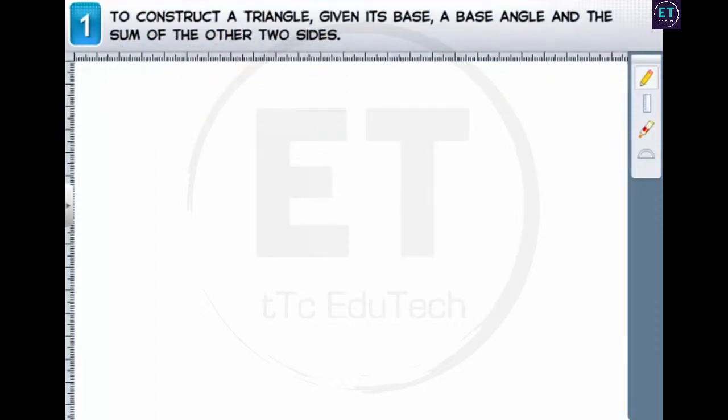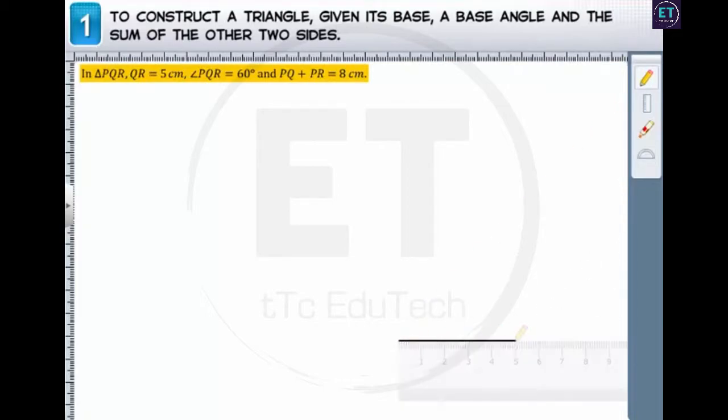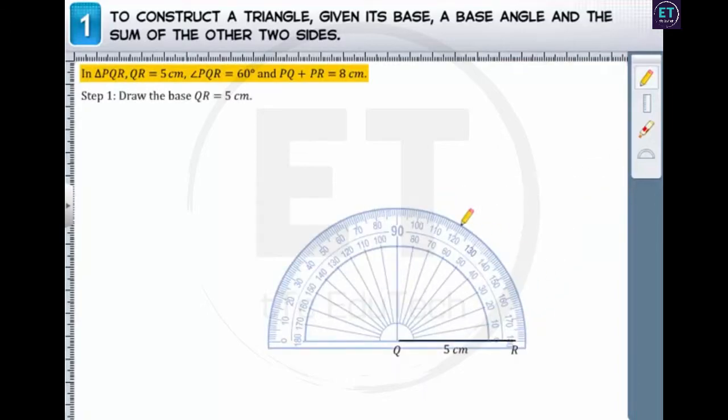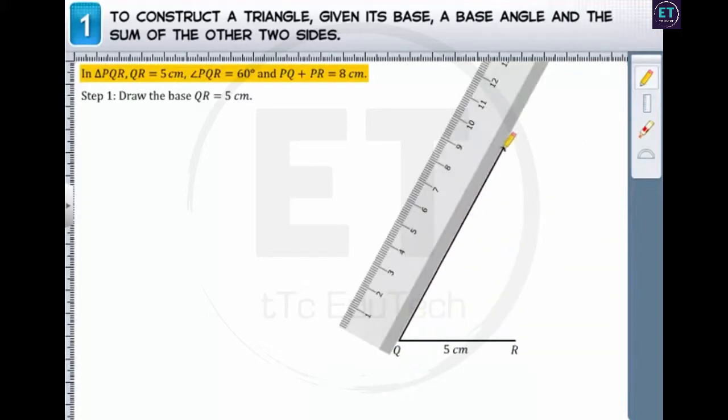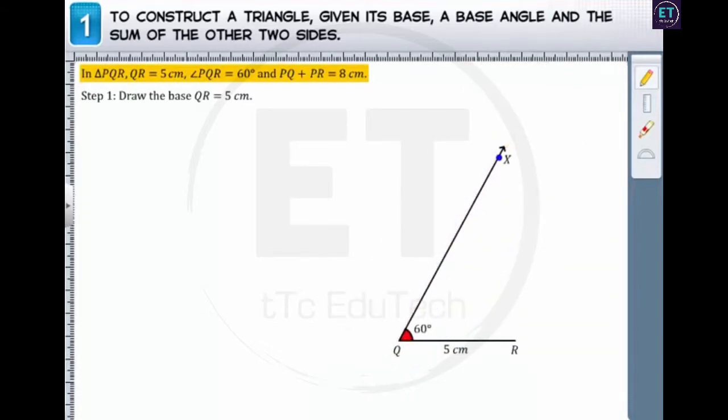Let's construct triangle PQR, where the base QR is equal to 5 centimeters, angle PQR is equal to 60 degrees, and the sum of its sides, PQ and PR, is equal to 8 centimeters. Here's how it's done. First, draw a line segment QR of length 5 centimeters. Draw a ray QX inclined to the base QR equal to the given angle PQR, which is equal to 60 degrees.